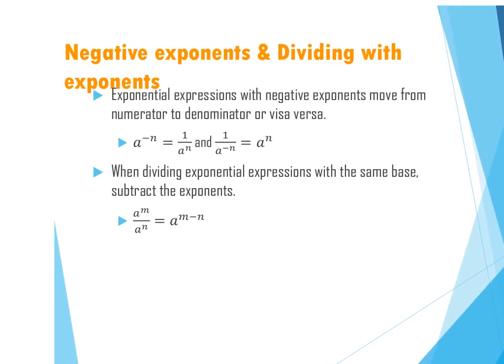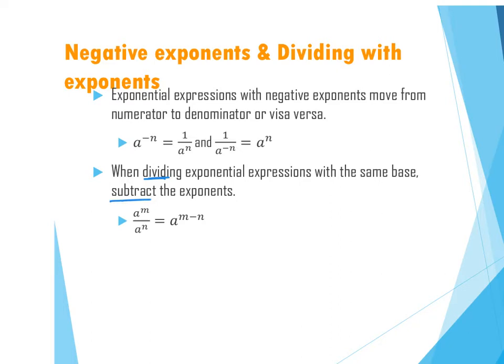So here is the first slide, and it says negative exponents and dividing with exponents. So we're going to be doing two things here. Exponential expressions with negative exponents move from the numerator to the denominator or vice versa. Some people think reciprocal when they see a negative exponent. Do not think that a negative exponent makes the number negative. It does not make it negative. And then yesterday when we multiplied exponents with the same base, we added them. Now when we divide, we're going to subtract.